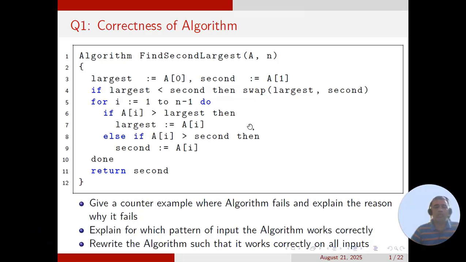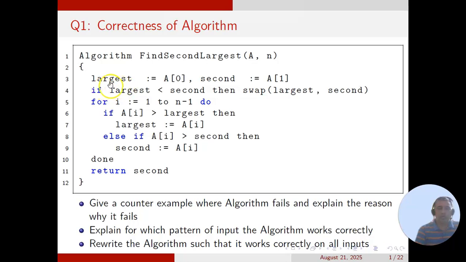Hello, these are the solutions of the algorithms mid-paper conducted in August 2025, where the first question is, you are given an algorithm to find the second largest among an array of n numbers, where the given algorithm is not correct. They asked you to give a counter example where the algorithm is not working. Okay, so let us try to understand this algorithm.